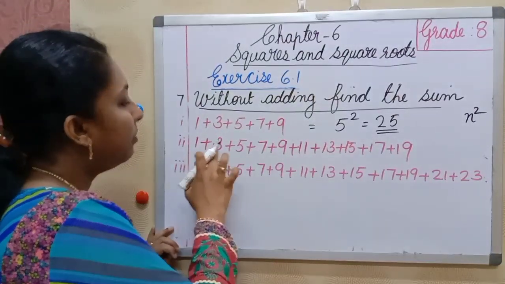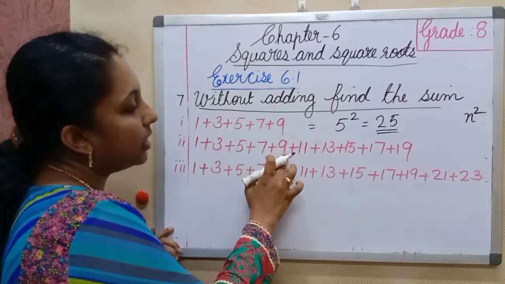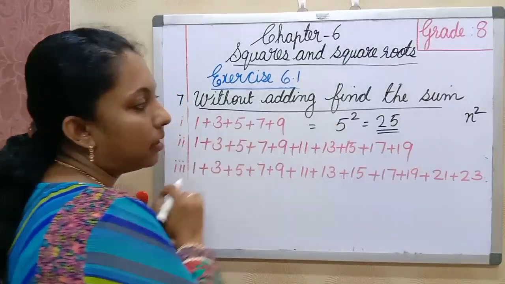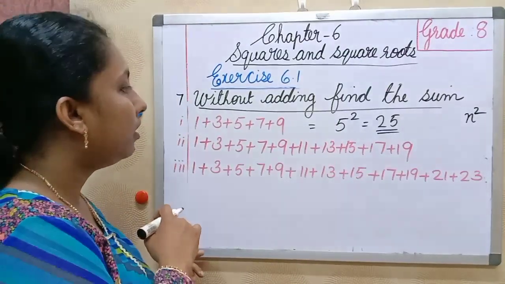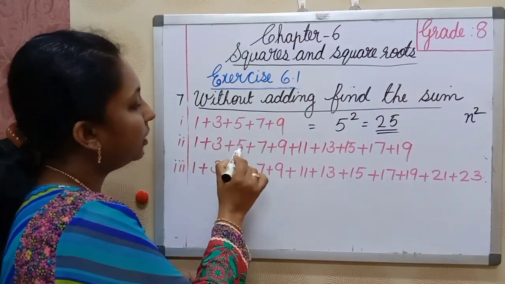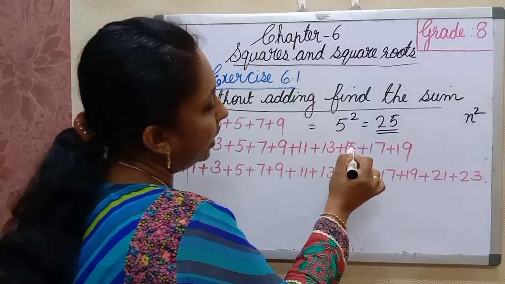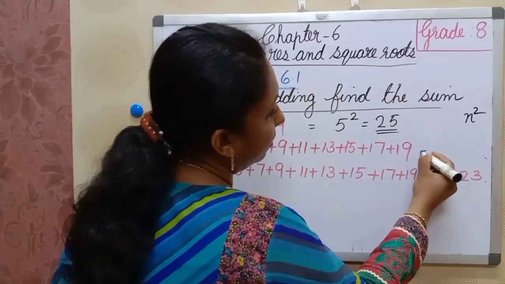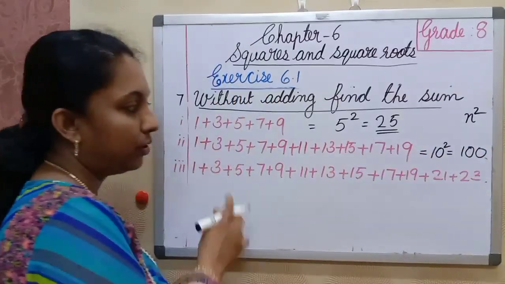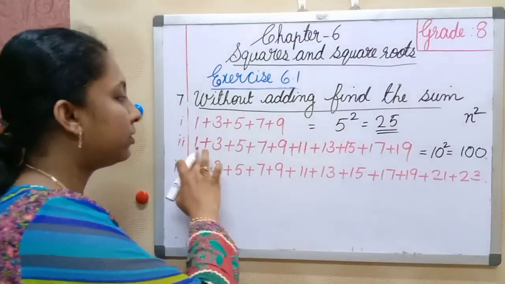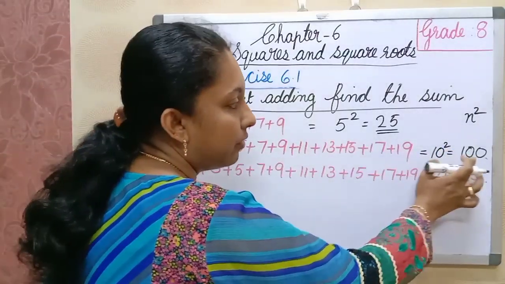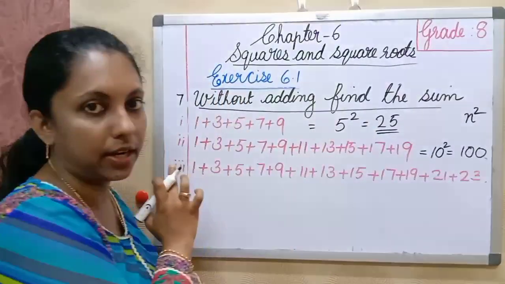Next one. 1 plus 3 plus 5 plus 7 plus 9 plus 11 plus 13 plus 15 plus 17 plus 19. See, number of odd numbers. First you should find 1, 2, 3, 4, 5, 6, 7, 8, 9, 10. So 10 square, that is 100. You can check whether it is correct or not. You should add these numbers. Surely you will get 10 square, that is 100.